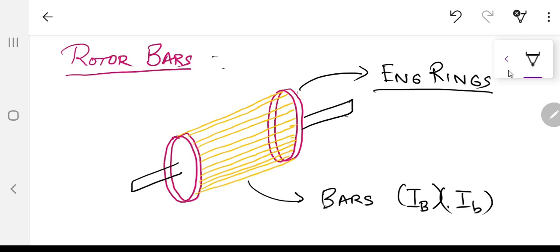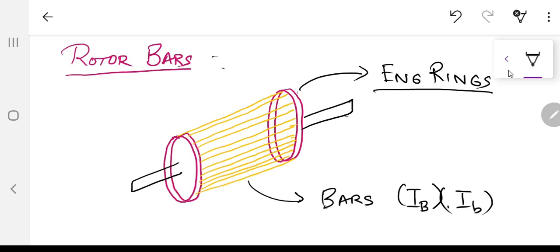Okay, so these rotor bars are important. Now how these rotor bars have to be designed is very important. What should be the area of these rotor bars? This is going to be a very important factor.